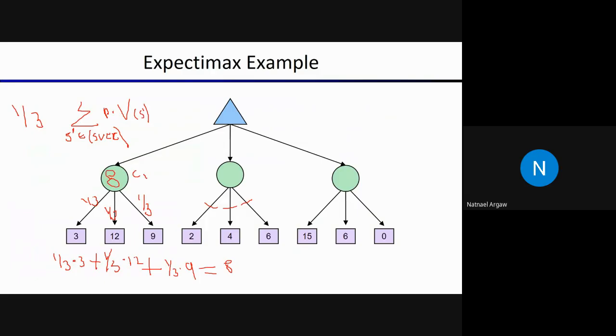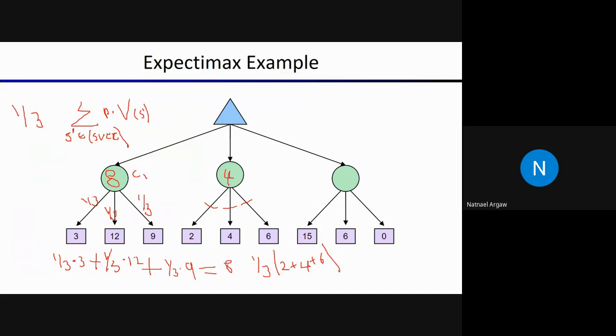For the second one, let's do this simplistically. Since for all of them the probability is 1 over 3, we can factor it out like this: 1 over 3 times 2 plus 4 plus 6. It's the same as this one. So 2 plus 4 plus 6 is 12. 12 over 3 is 4. So the value of the second node is 4.